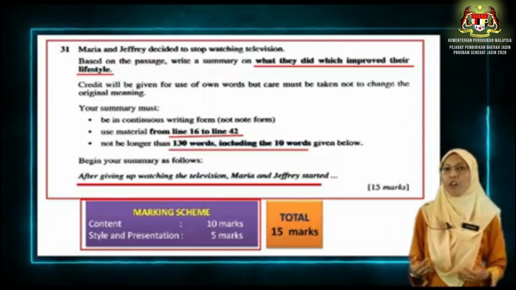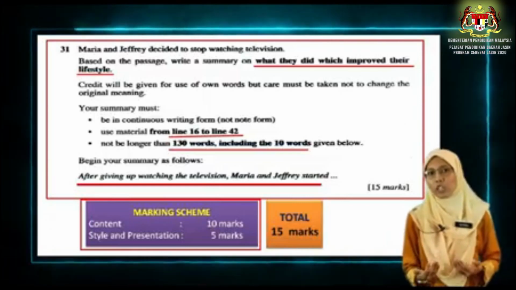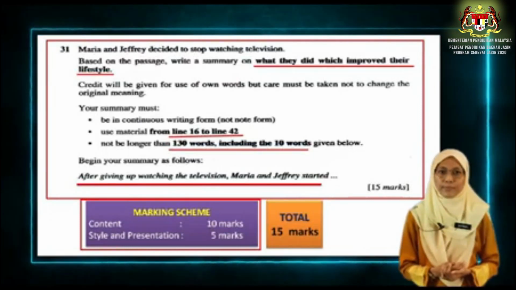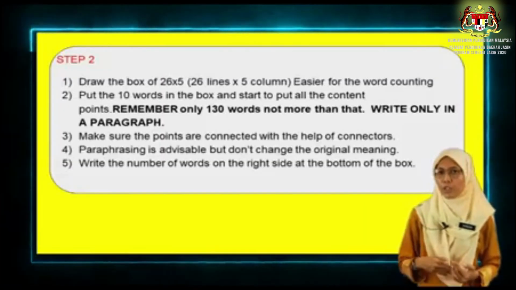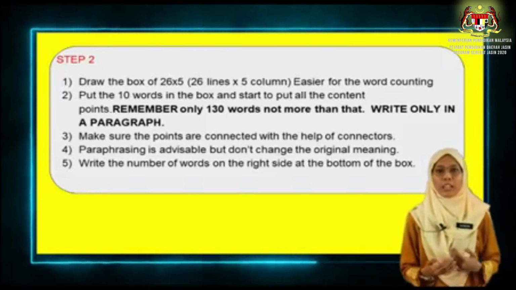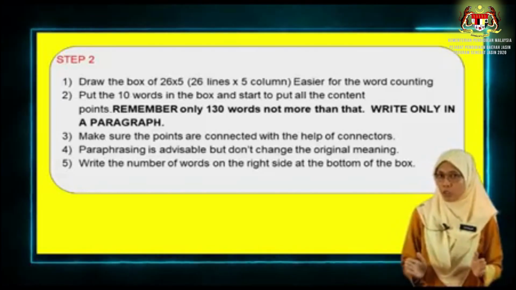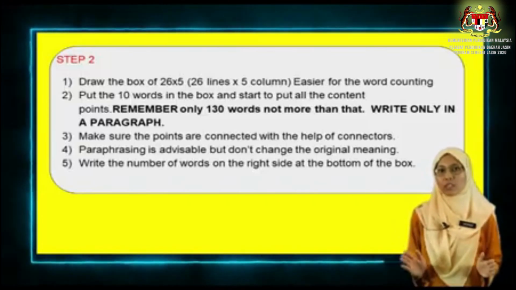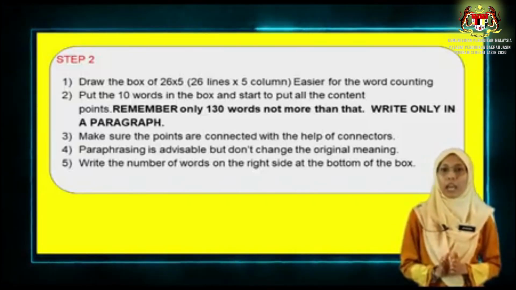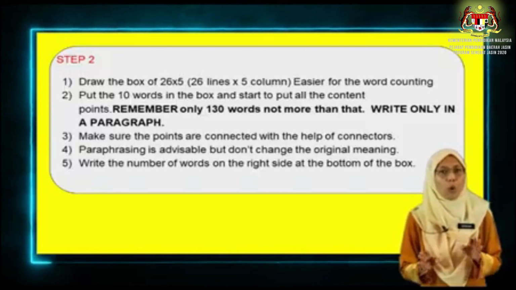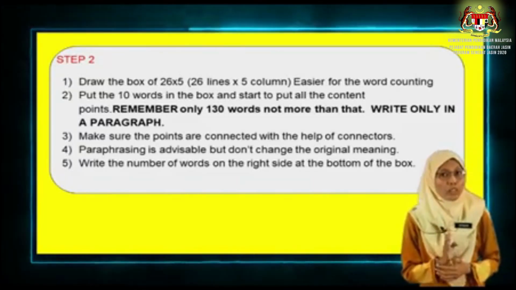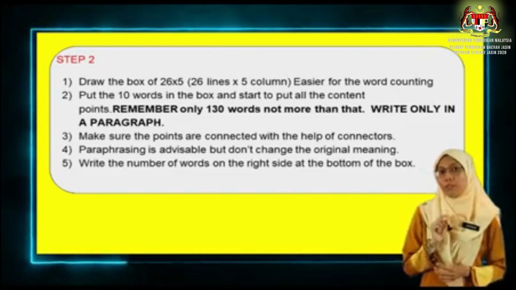Here is the sample of the question. Pay attention to the red lines and a box. Before you start to write, it's advisable for you to draw a box with the grid 26 times 5. The total boxes are 130 and enough for the requirement of summary writing. Besides, it will not waste your time to count them all.